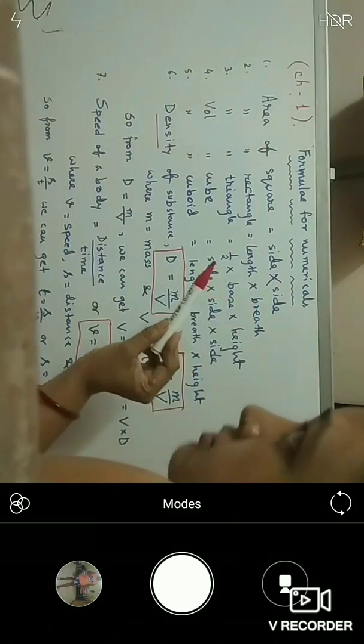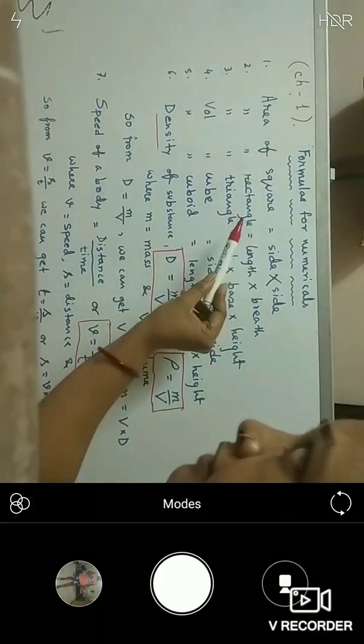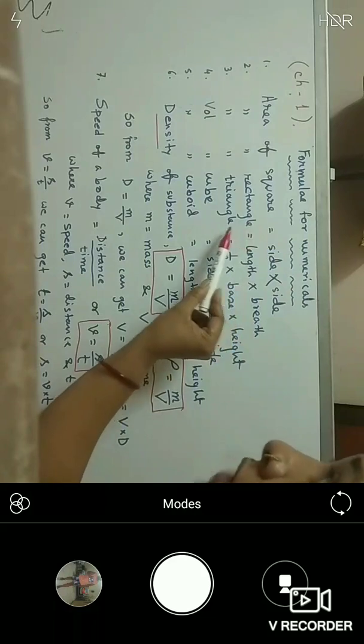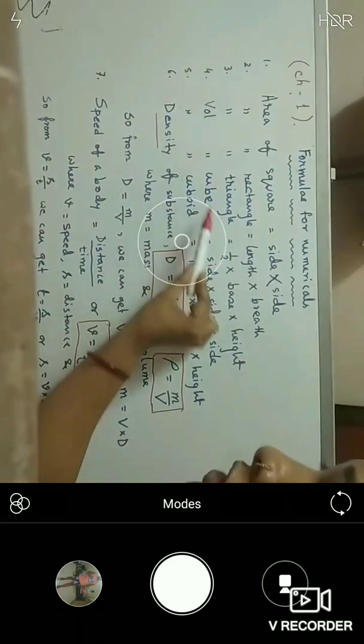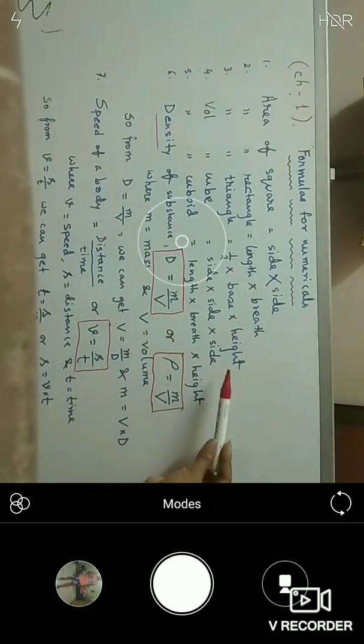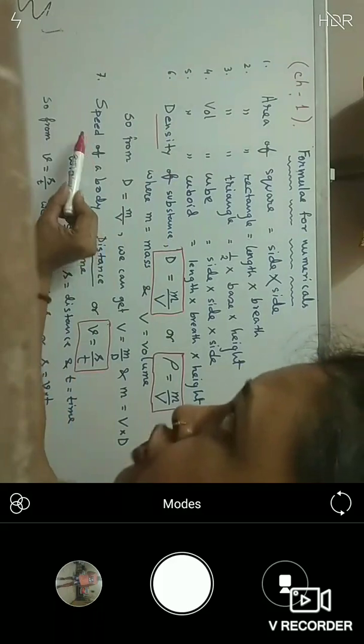As you know, area and volume, you already got the idea from class 3-4 onwards. What is area? Area of the square, rectangle, triangle, all the formulae you have. And the volume of the cube and cuboid you also know. So the only new things are density and speed.